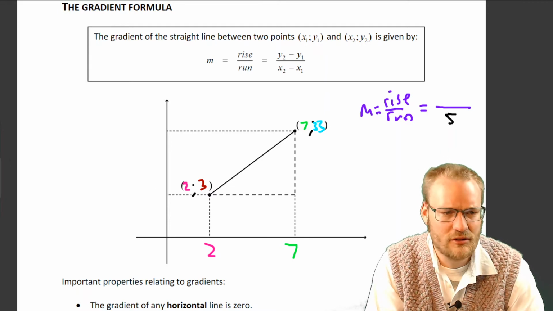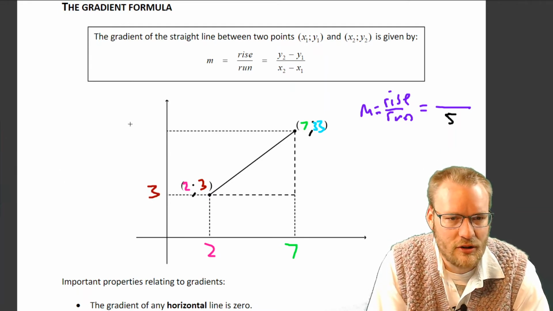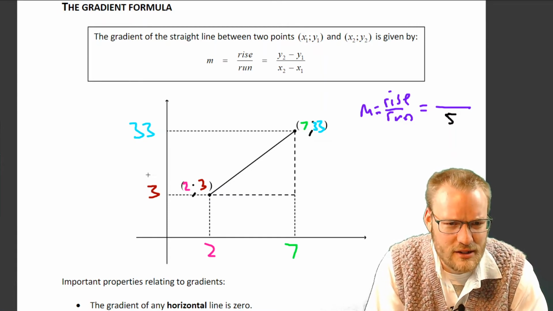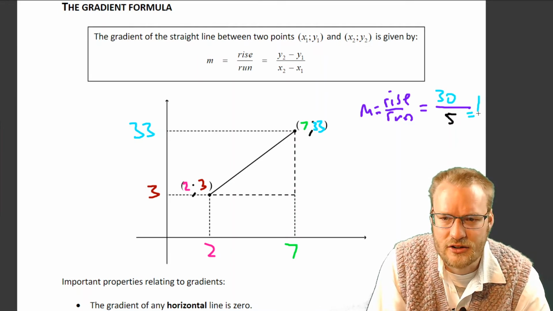And how far have we risen? Well, we've gone from 3, and we're going up to 33 in our diagram, not to scale. So this distance is 30. So you go, cool, that's 30. And so our gradient's 6.